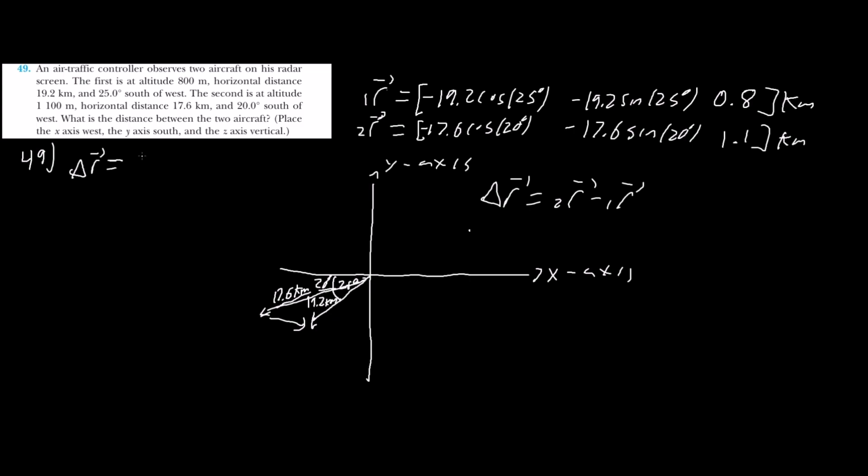is going to be 19. Oh, why did I put 19? All right. So the change of this is going to be 0.86 kilometers, 2.09 kilometers, and Z is 0.30 kilometers. So that's going to be the distance.